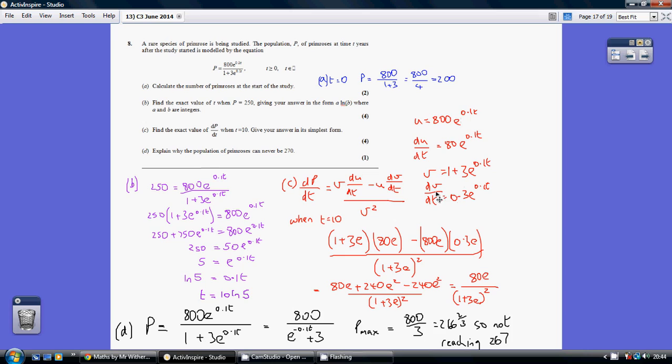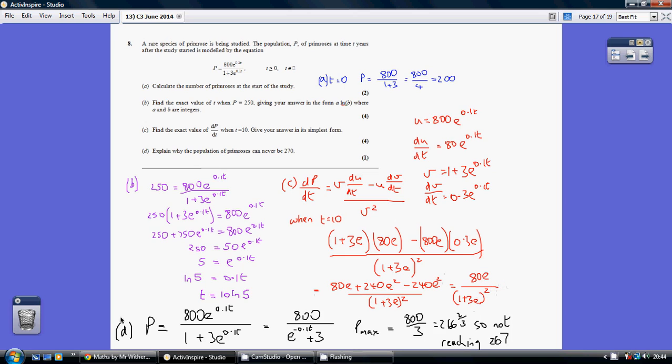Multiplying by 0.1 on both occasions. Substituting in and at the same time choosing to let t equals 10, which is very convenient because on every single occasion they're becoming e to the 1, so e, we get this, and that simplifies down to 80e all over (1 plus 3e) all squared.